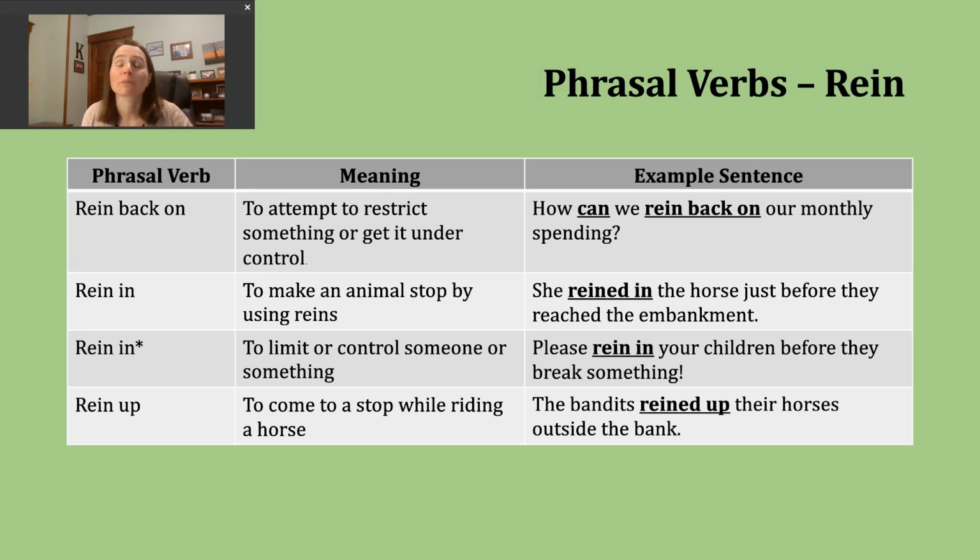Another phrasal verb you are very likely to see or hear is to rein in. This can have a couple different meanings. It goes back to our original definitions of the verb. The first way to use rein in means to make an animal stop by using those leather straps. An example of this might be, she reined in the horse just before they reached the embankment. Right? So she made that horse stop before maybe it ran into a difficult or dangerous place.